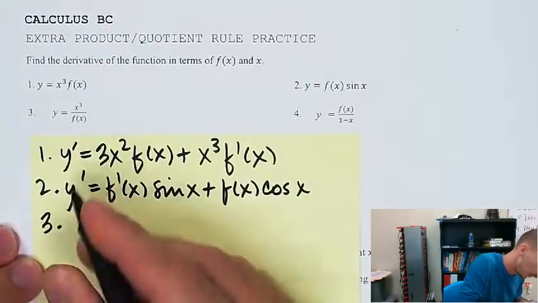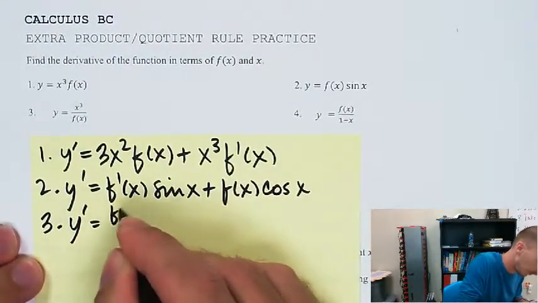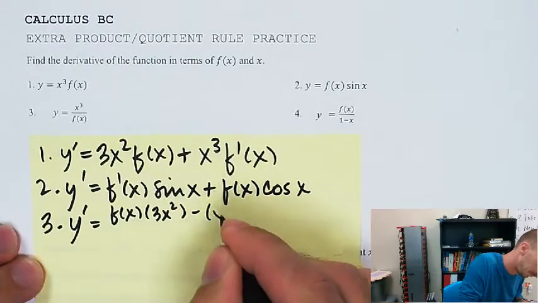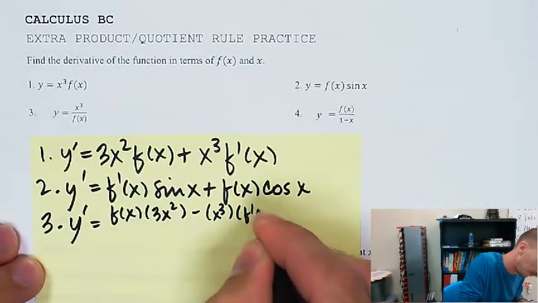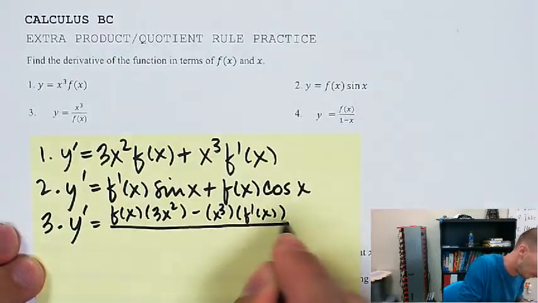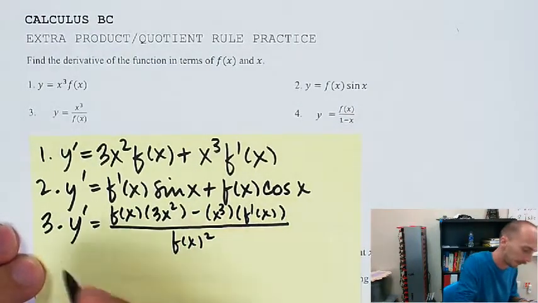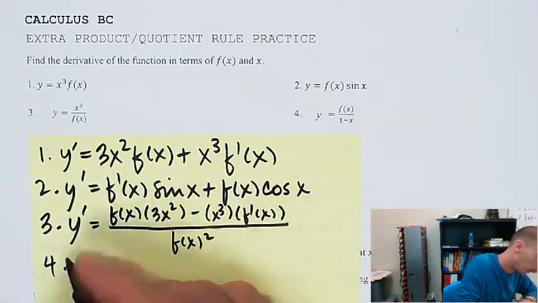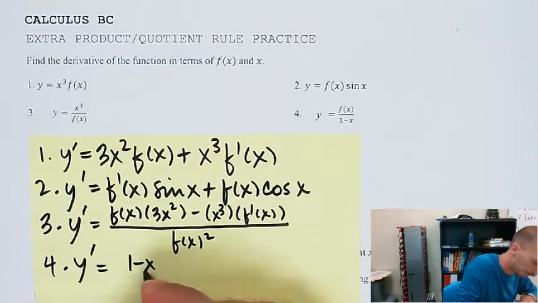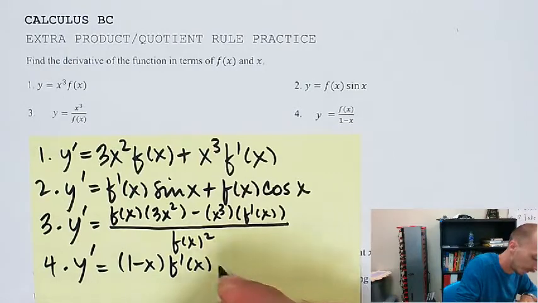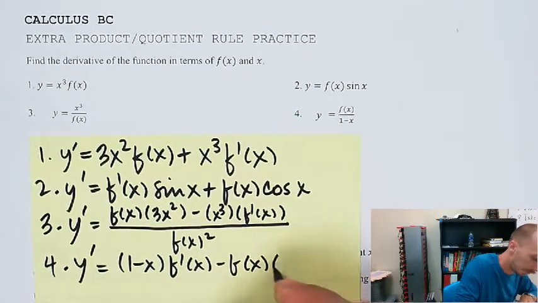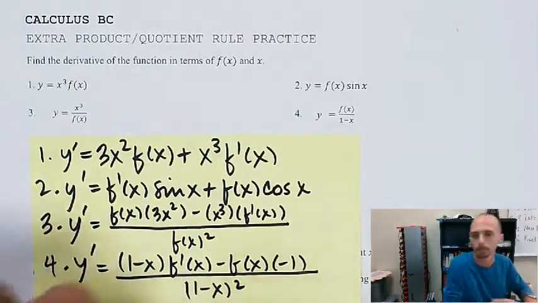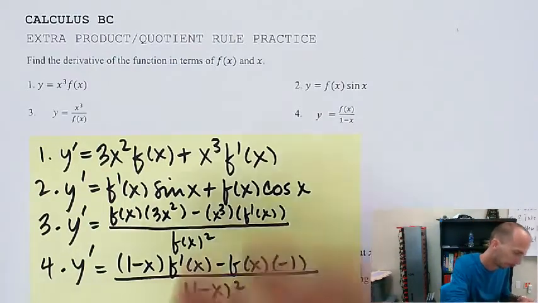Third one, okay, I'm going to apply the quotient rule, and it's going to be bottom times the derivative of the top, minus the top times the derivative of the bottom, divided by the bottom squared. And then the fourth one is going to be f of x over 1 minus x. Oh, right, so bottom times derivative of top, minus top times derivative of bottom, divided by bottom squared. All right, that's the first four.